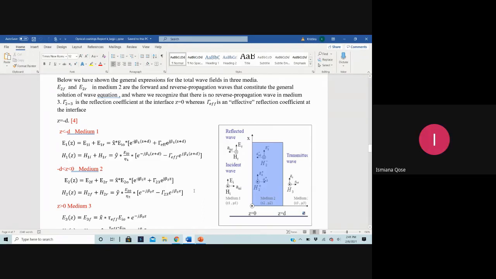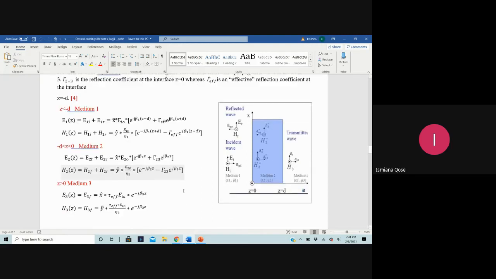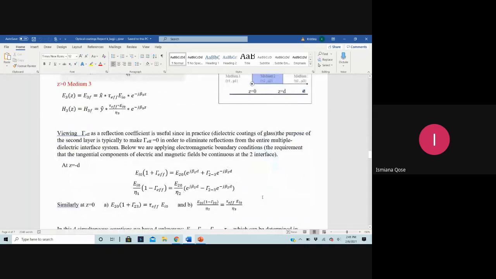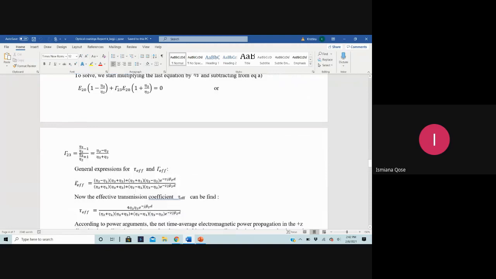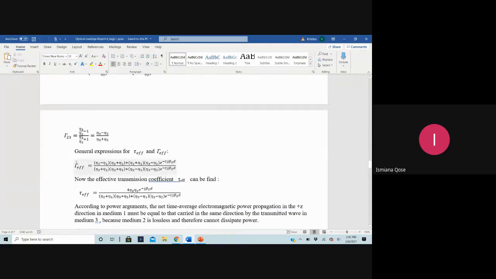Okay. The incident wave that comes from medium 1 passes the interface to medium 2, and one part of the wave is transmitted and the other one is reflected. The same happens with the wave that goes from medium 2 to medium 3. After expressing the general expressions of the electric and magnetic field, we applied boundary conditions for these fields, for z equal to minus d and z equal to 0, in order to obtain the effective reflection coefficient and transmission coefficient.